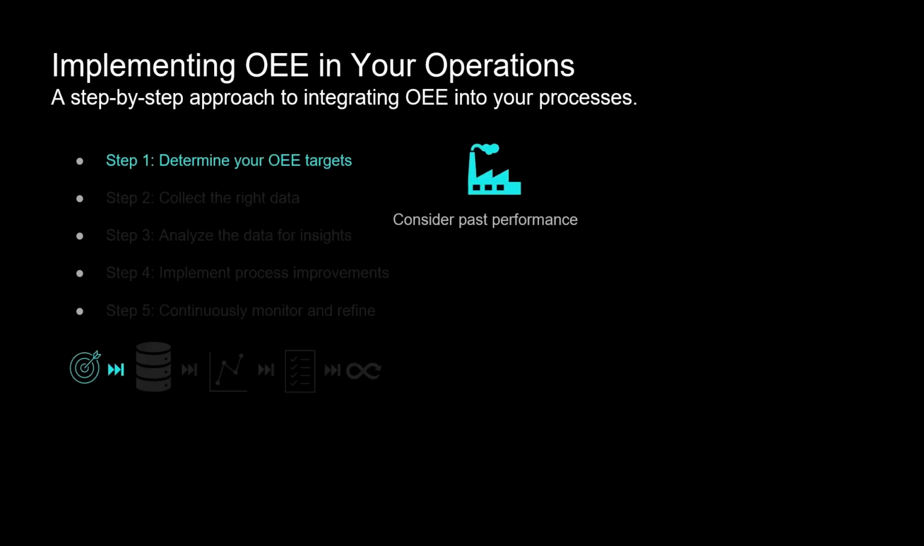Step 1. Consider past performance. Evaluate your historical data to understand your current operational performance and identify areas for improvement. This analysis will provide valuable insights into where OEE can be most effectively implemented.